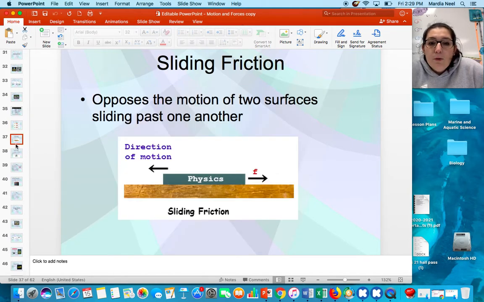All right, so here's some more. Sliding friction opposes the motion of the two forces sliding past each other. So if we're pushing the physics book this way, friction is pushing back the other way. It's pushing opposite. It's making it harder.